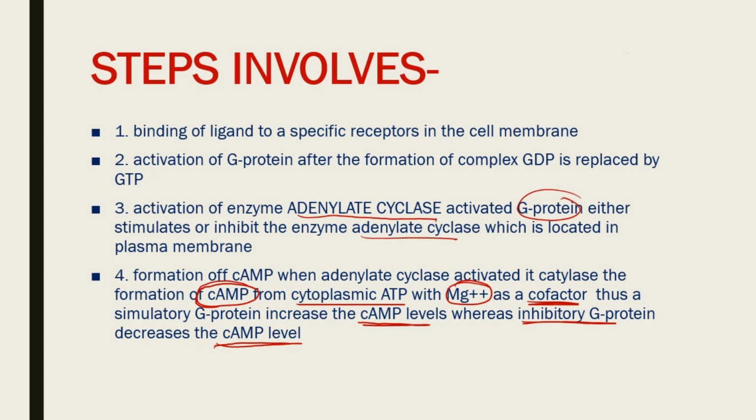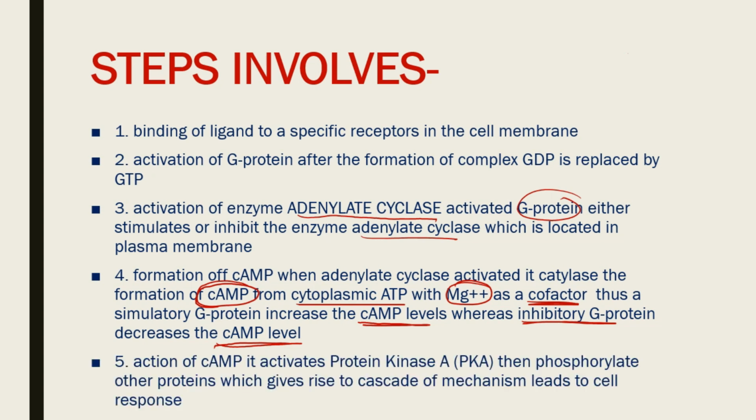If it is a stimulatory G protein, then it will increase the level of the cAMP. Step number 5, action of the cyclic AMP. It activates the protein kinase A, that is PKA. Then it phosphorylates other proteins, which leads to the cell response.